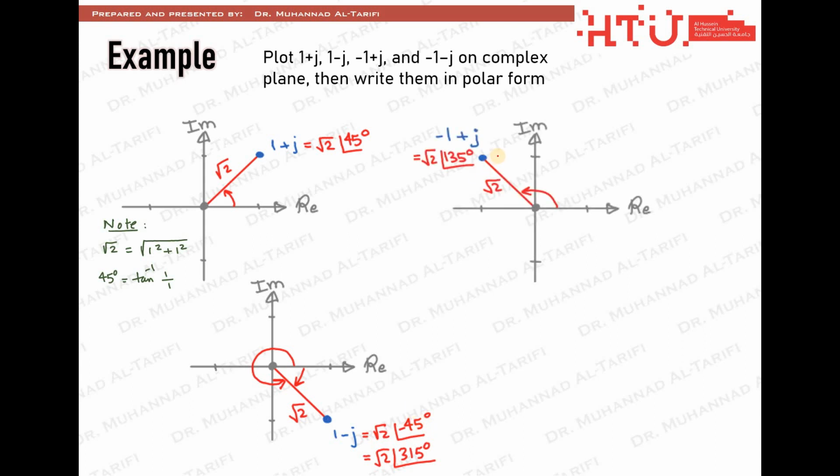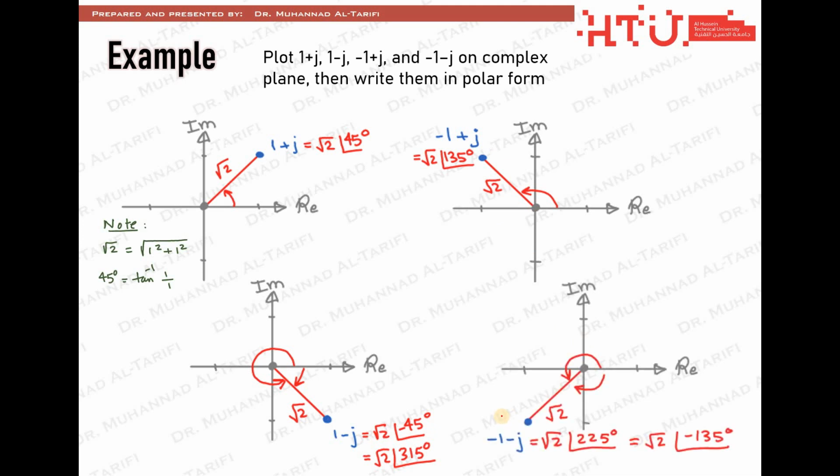And here I put the example of minus 1 plus j and minus 1 minus j for completeness.